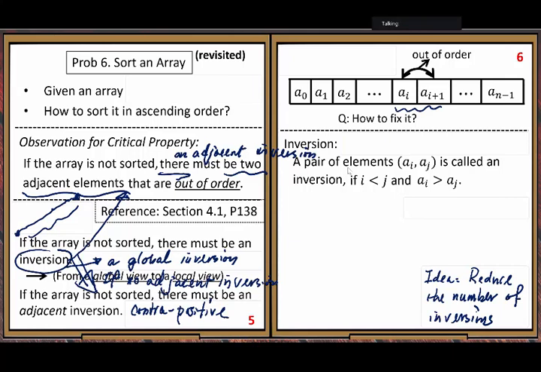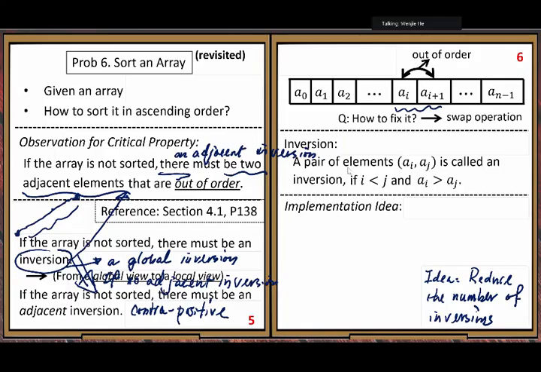So based on that understanding, now we are ready to write our implementation of the algorithm. In our implementation, the idea is to remove all the local inversions by local swaps, because based on our stronger statement, we only need to remove adjacent inversions.